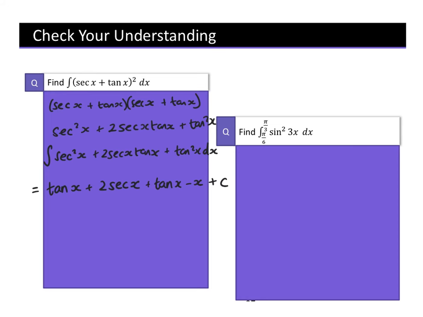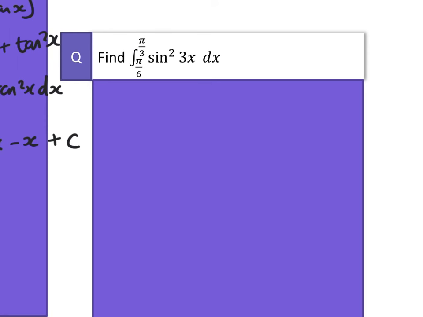So then, second question: find the integral between pi over 3 and pi over 6 of sine squared 3x dx. Okay, first of all, we don't know how to integrate sine of 3x all squared, so we do need to use a double angle formula. If we've got sine of 3x, what else do we know? It must be cos of 6x. You know, we have cos of 2a equals 1 minus 2 sine of a squared. Okay, this is the rule that we're going to apply right now.